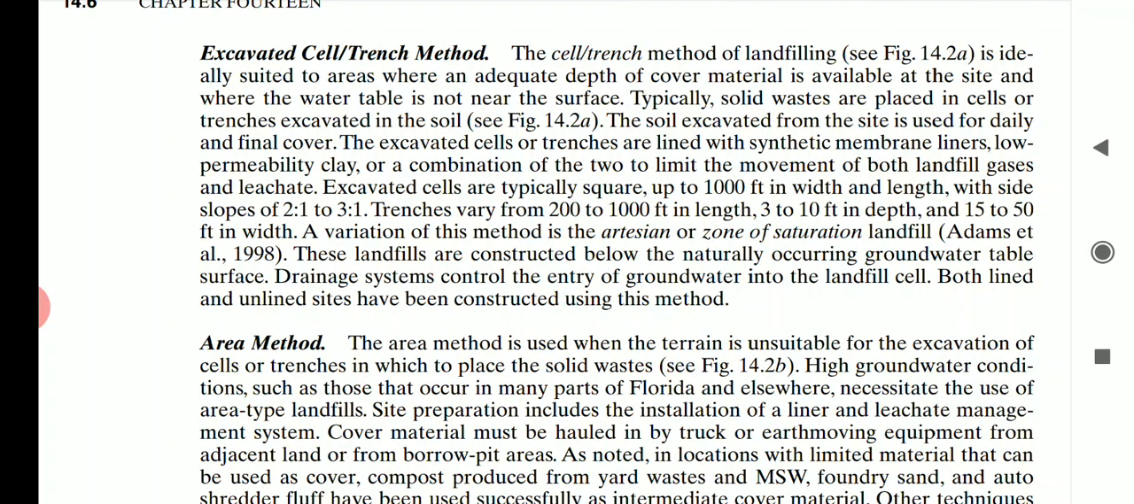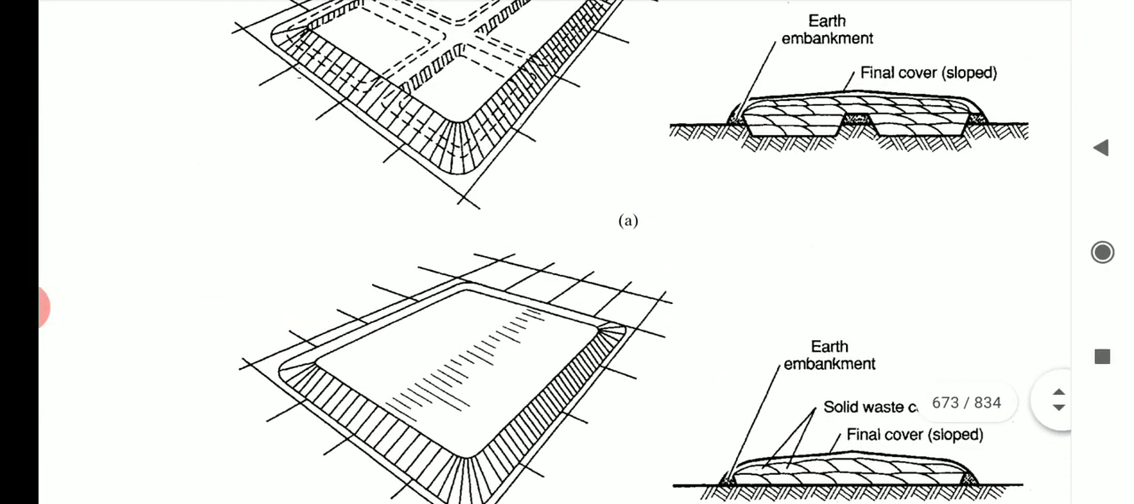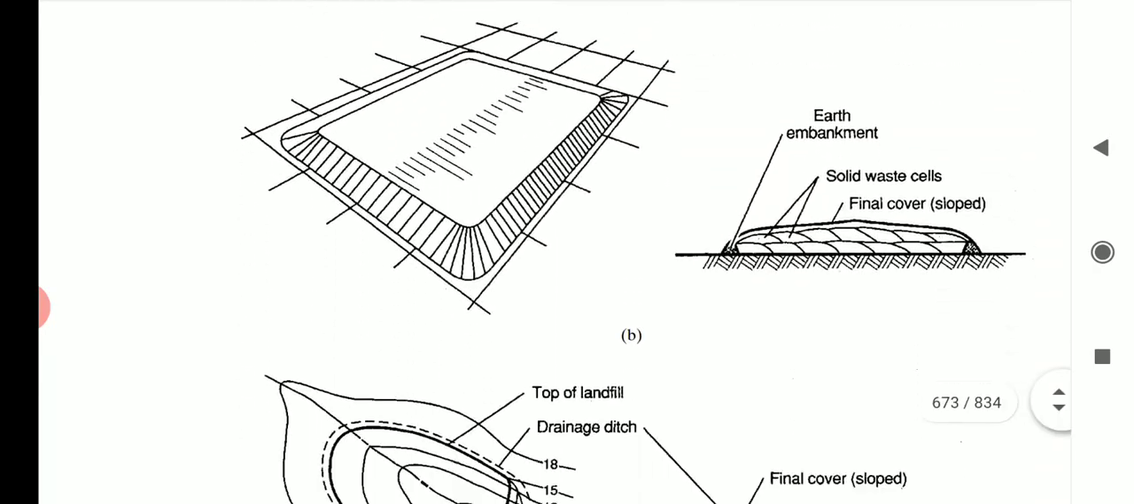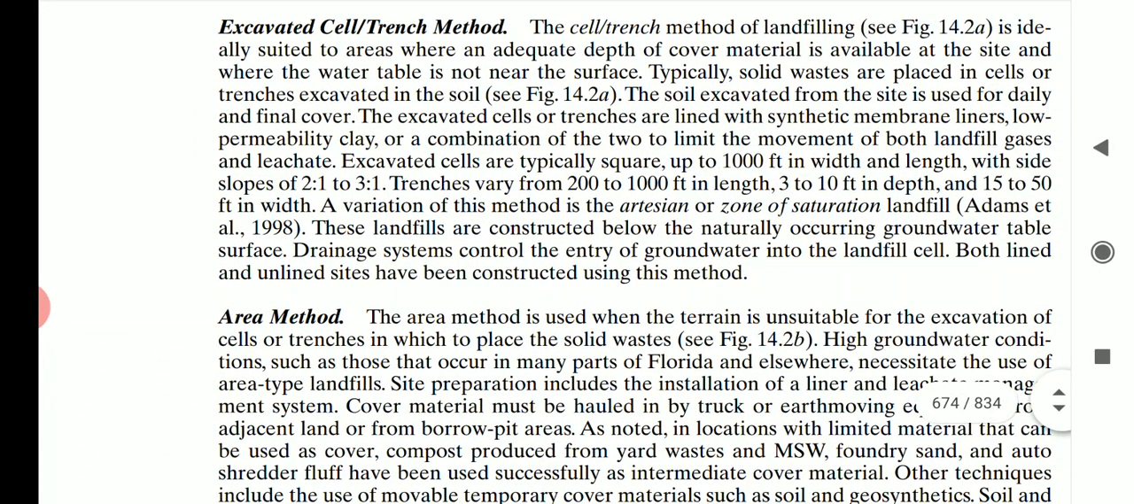Typically the solid waste is placed in cells or trenches excavated in the soil. Okay, so the trenches are made like this. The square boxes will be made, the area is excavated. In that, they will dump the waste. The soil excavated from the site is used for daily and final cover. Whenever you are excavating the earth surface, the soil will come out, and that soil will be kept near it and used for final covering.